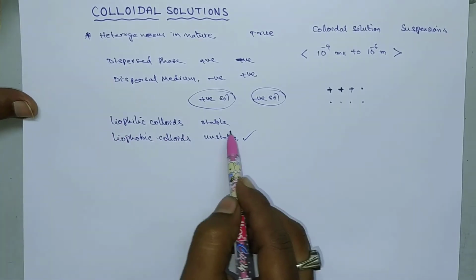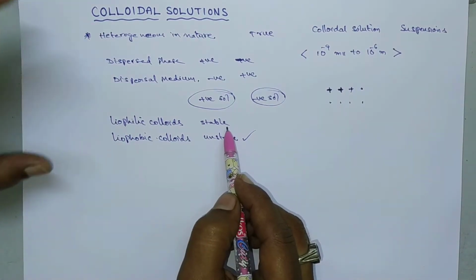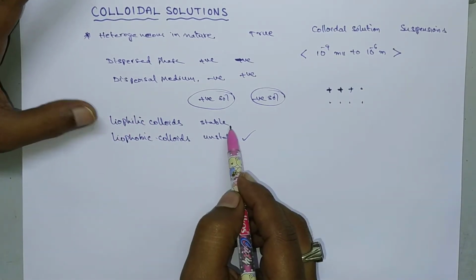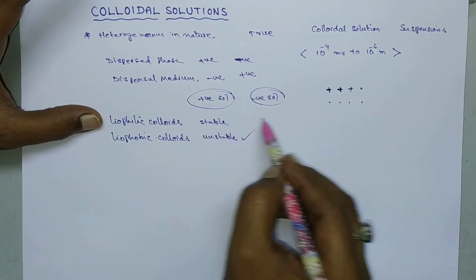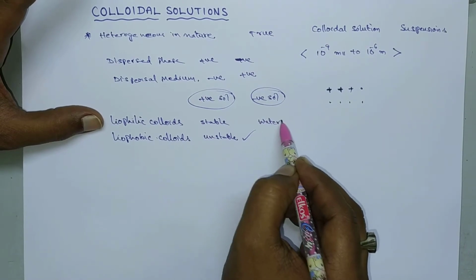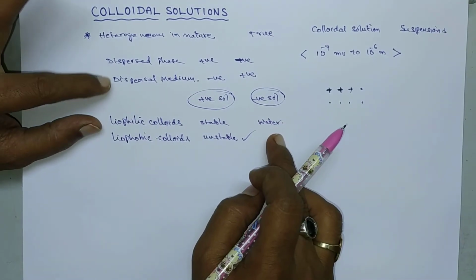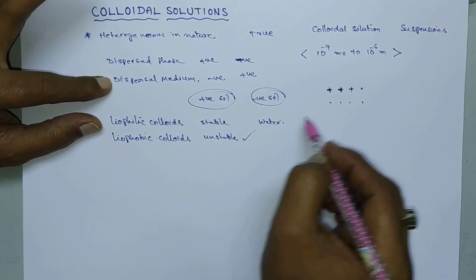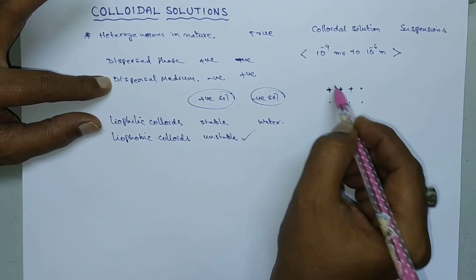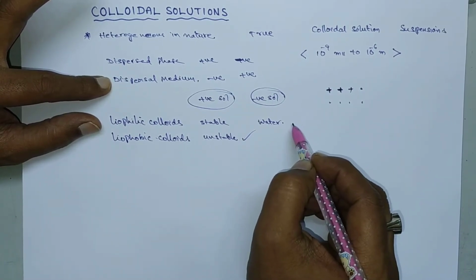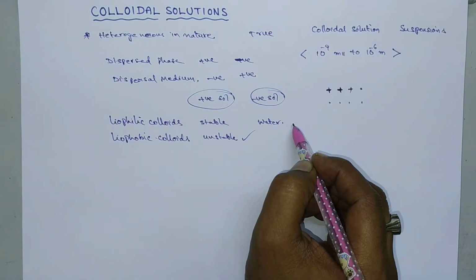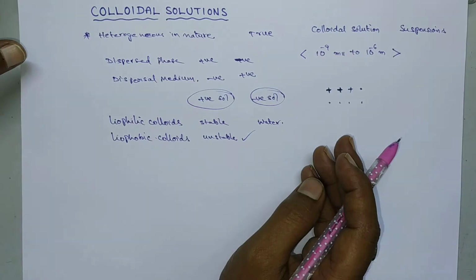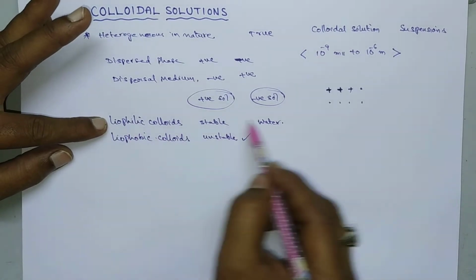Whereas lyophilic colloids are prepared using the solvent water, so these are water soluble colloids. Here the solvent, that is the dispersal medium, will be water. Due to the presence of water molecules on the surface of the dispersed phase particles, they are solvated. Due to this solvation, they will not associate with each other. That's why they are most stable.